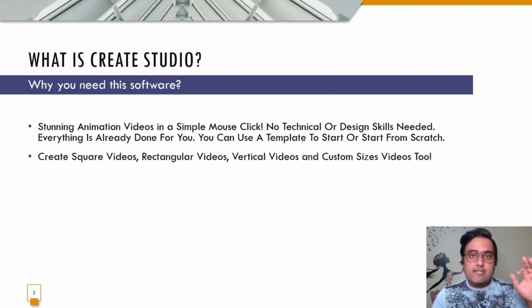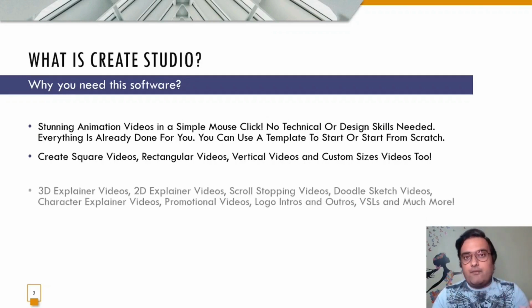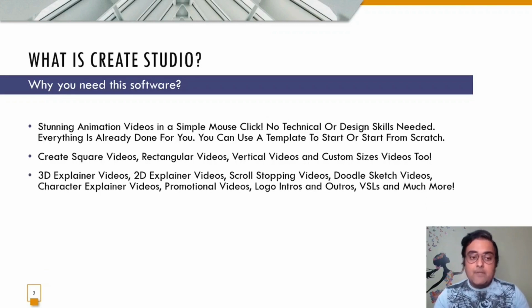Now, you can go ahead and create square videos, which are particularly good for social media. You can create rectangular videos, as you see in YouTube, and then you can go ahead and create vertical videos too for stories. Now, it also supports custom sizes so that you can produce videos of any dimensions, right? So that's amazing. Then there's 3D explainer videos, 2D explainer videos, scroll stopping videos, promotional videos, doodle sketch videos, character animation videos, logo intros, outros, VSLs, and much more. Really, imagination is the limit. You can create any kind of videos using this software alone.